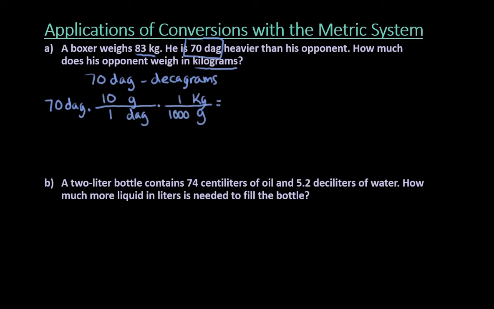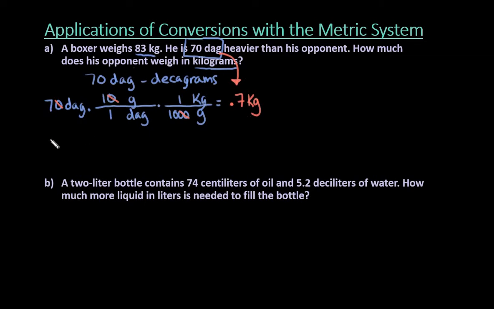So to simplify this, since we are dealing with base 10, I can get rid of 2 of my zeros, and I can just do 7 divided by 10, which is 0.7 kilograms. Okay, so 70 decagrams is equal to 0.7 kilograms.